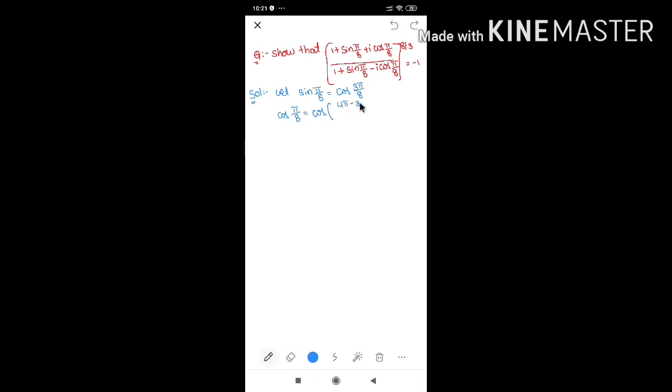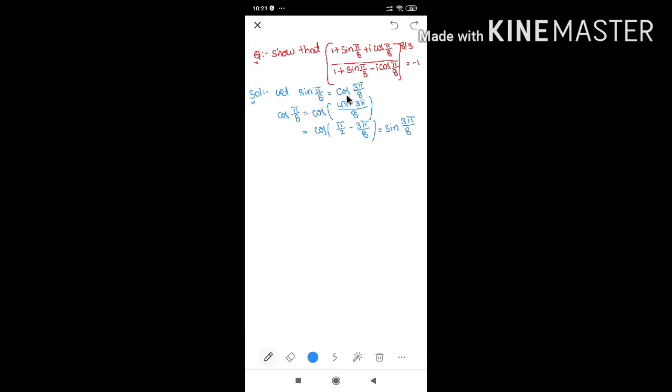4 pi minus 3 pi by 8. Separate them. Cos of 4 by 8, in the sense pi by 2 minus 3 pi by 8. Cos of 90 minus theta is sin theta. So sin 3 pi by 8. In the first condition also we did like this, but I have written directly. For this one you need to know.